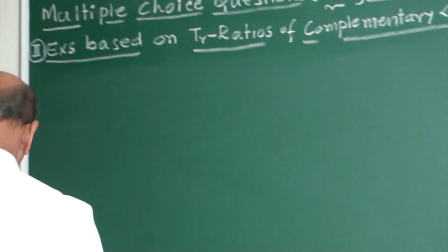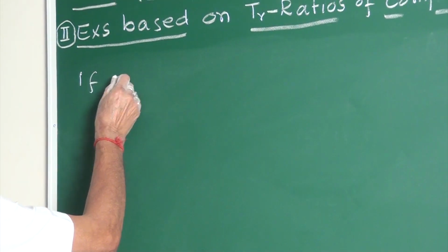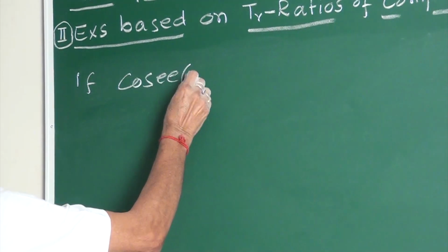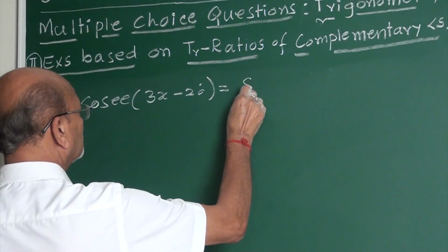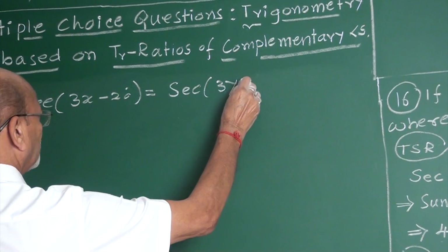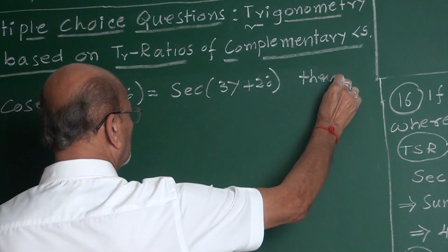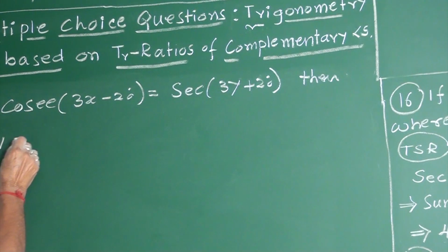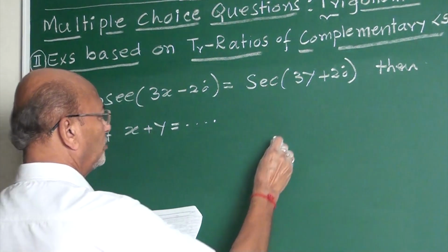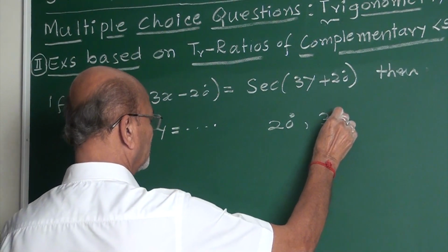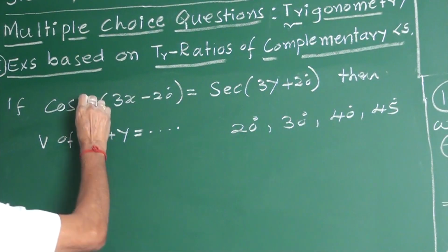See, if cosec of 3x minus 20 degrees equals sec of 3y plus 20, then the value of x plus y equals dash. The options are 20 degrees, second option 30 degrees, 40 degrees, 45 degrees. What about it, my friends?